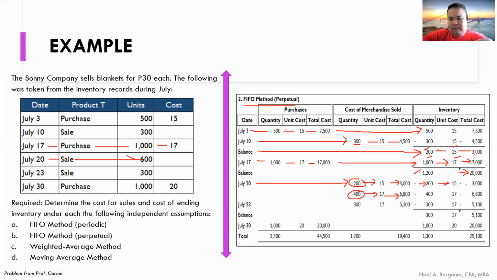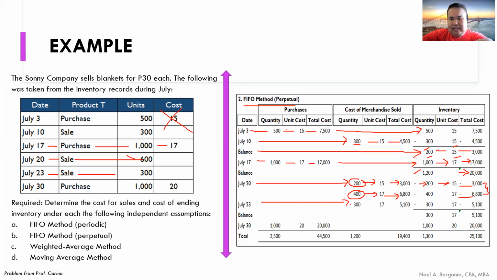Okay, so nagbawas tayo ng 3,000, nagbawas din tayo ng 6,800 related. So total actually na binenta on July 20 was actually 9,800 since 3,000 and 6,800 na nanggaling sa magkaibang purchase. Since again, this is FIFO perpetual, may monitor yung dates natin. Okay? Then, on July 23 as well, nagbenta tayo ng 300. So, July 23, nagbenta ng 300 at ubos na yung sa 15 pesos. Naubos na siya as of July 20 pa lang.